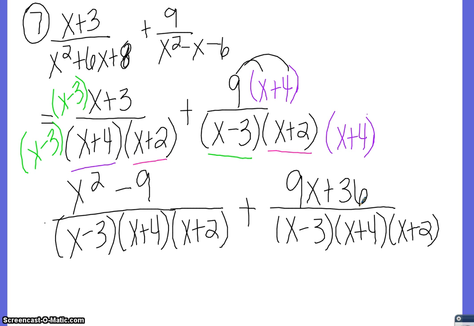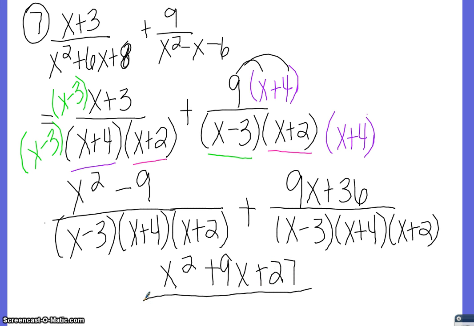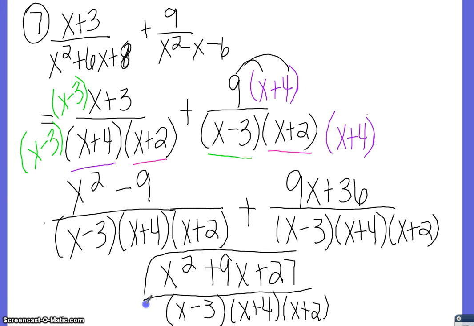Okay, so my last step is going to be to combine my like terms. So I have x squared plus 9x plus 27. And again, my denominator staying the exact same: x minus 3, x plus 4, and x plus 2. Now you can go ahead and FOIL those out if you would like, or you can go ahead and leave it just like this.